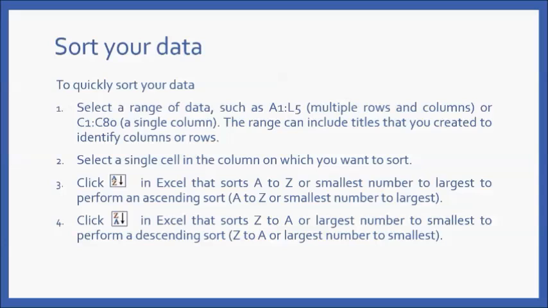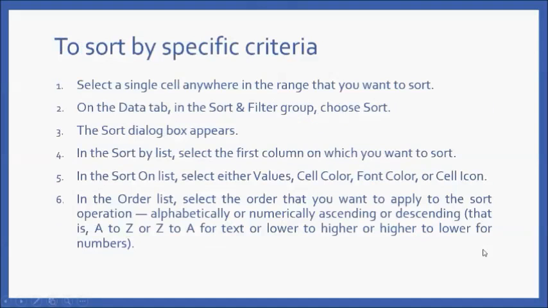So click this icon in Excel that sorts A to Z or smallest number to largest to perform an ascending sort. So A to Z or smallest number to largest. You can also click the icon in Excel that sorts Z to A or largest number to smallest to perform a descending sort. So Z to A or largest number to smallest.